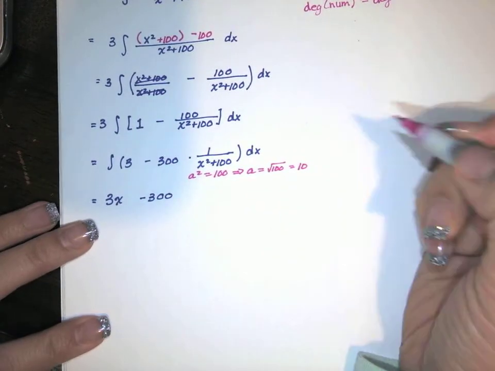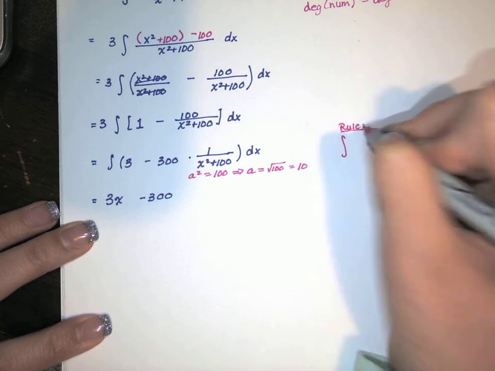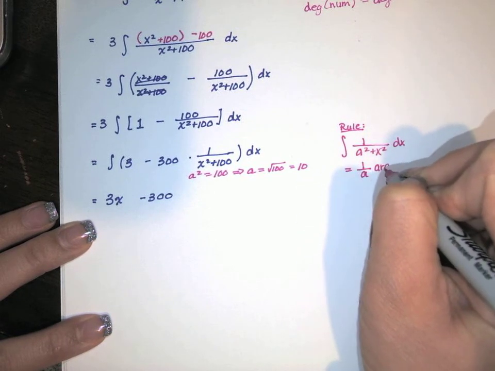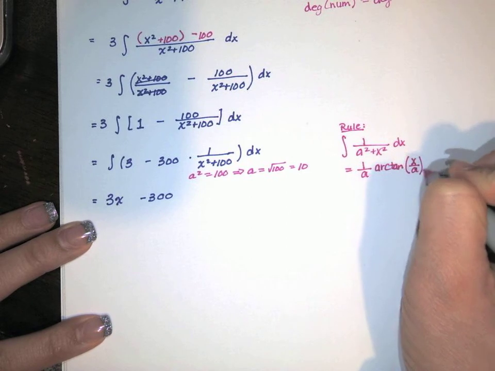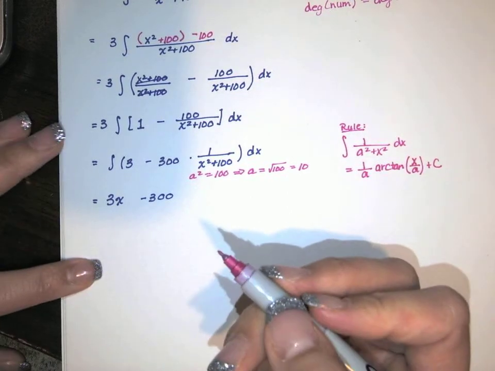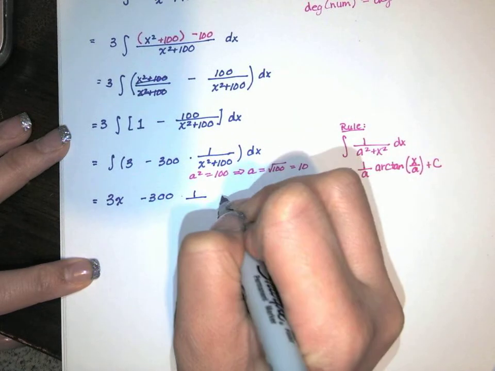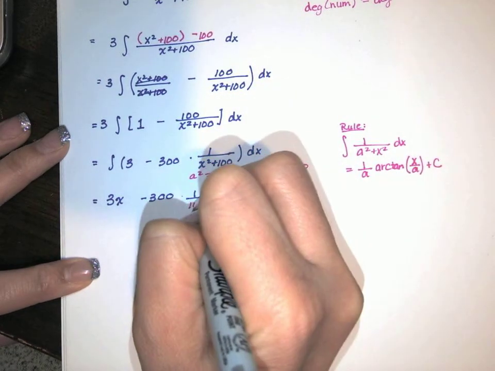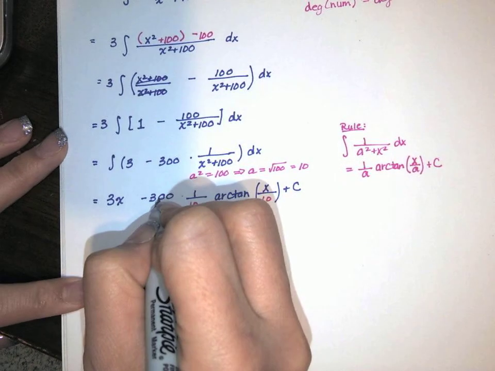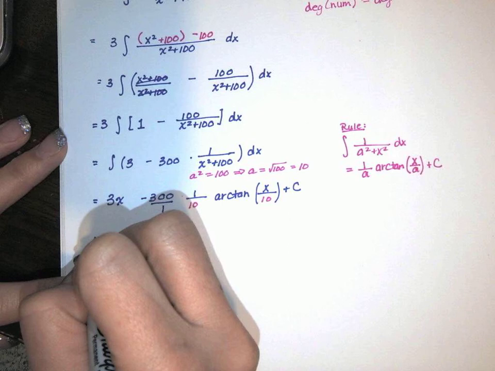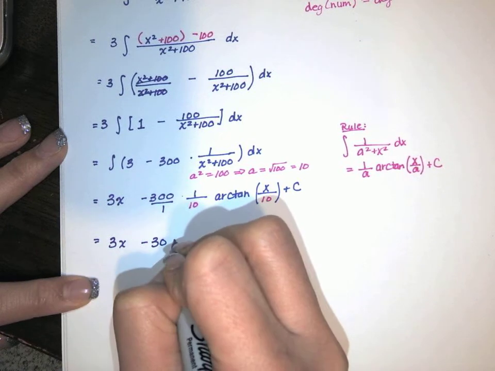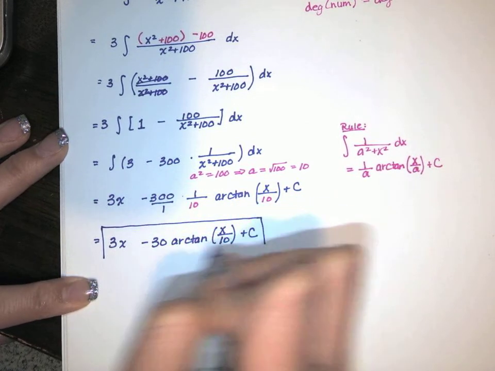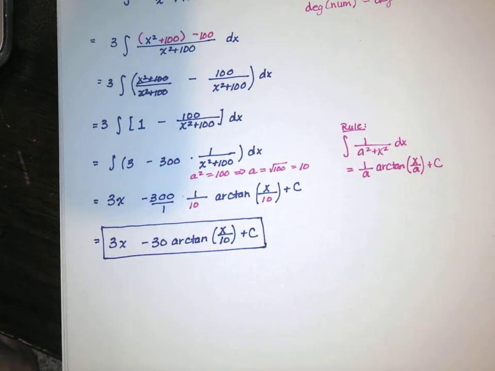And now I'm just using my basic rule for arctangent. If you have 1 over a squared plus x squared, where a is the constant, you get 1 over a times arctan of x over a plus c. And a is 10. So we're going to have 1 over 10 times arctan of x over 10 plus c. And then we simplify. 300 divided by 10 is just going to give me 30. So we get this. Ta-da! Alright, that's the well-chosen zero technique.